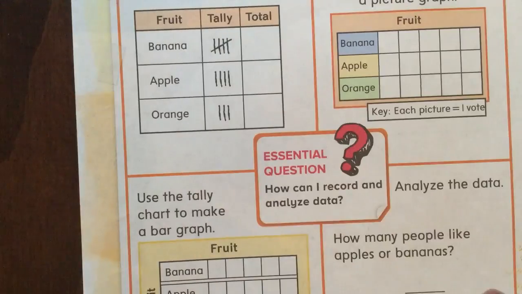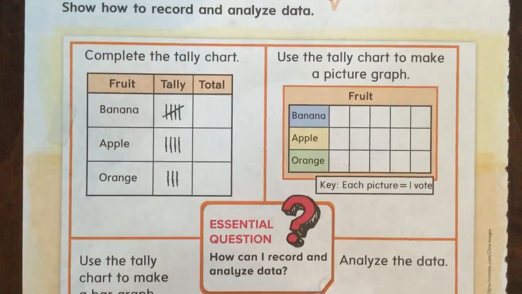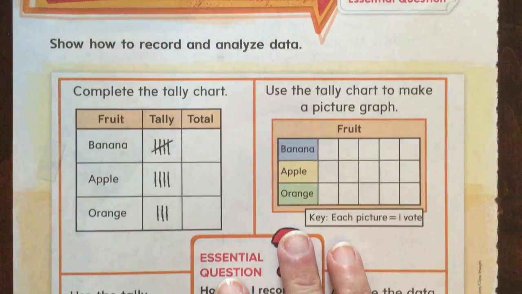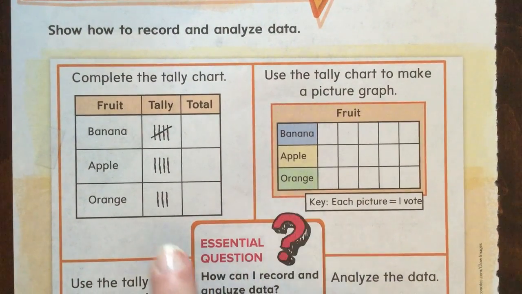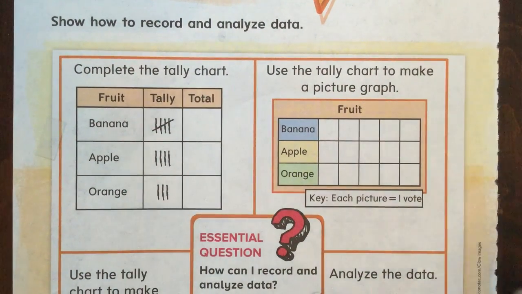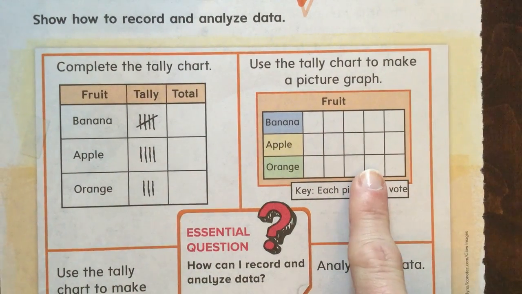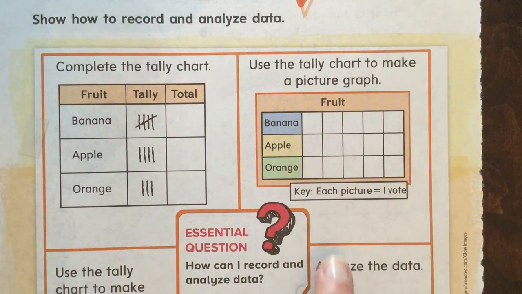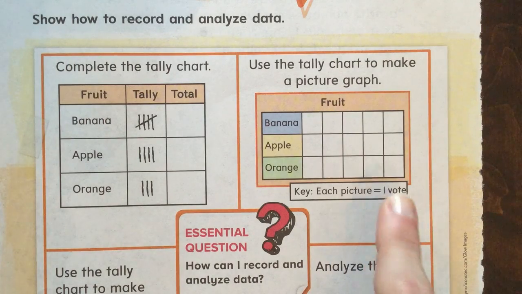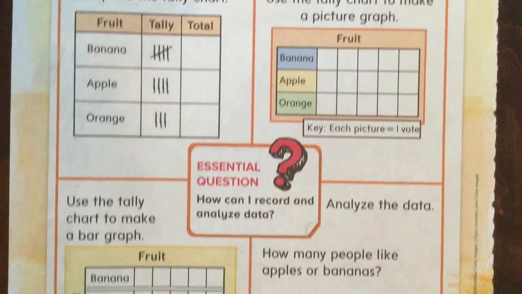Okay, then turn the paper over. Show how to record and analyze data. So the first one here, you're going to complete the tally chart about fruit. We have the banana, the apple, and the orange. Then you're going to use this tally graph to make a picture graph over here. Each picture equals 1 vote. You can choose whatever you want to do for your pictures.